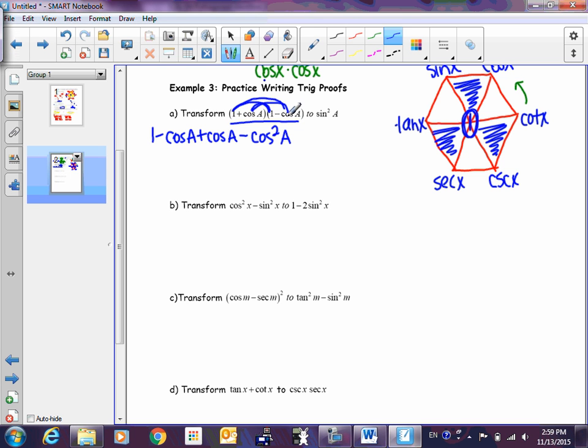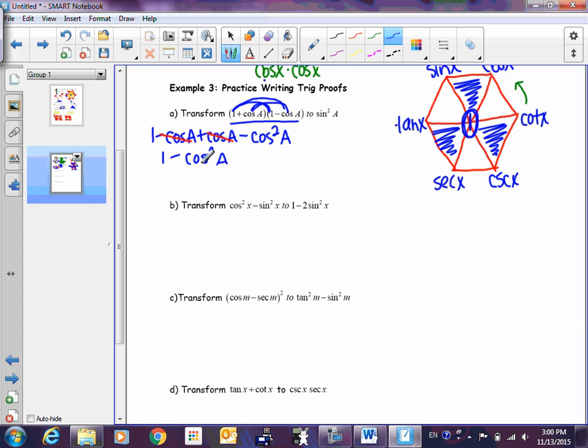Now, do you see anything that's going to cancel? The negative cosine A and positive cosine A. It's not because I'm multiplying, it's because you're adding and subtracting the same thing. So what would I replace that with? Like, what is negative something plus itself? 0. Okay, so that's why that cancels. Okay, so let me go ahead and write what we have left. 1 minus cosine squared A.